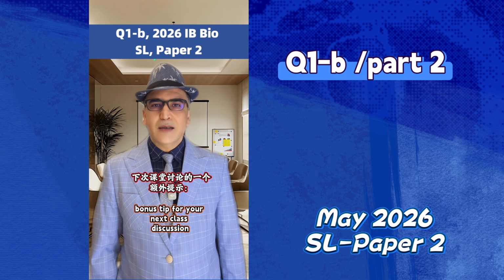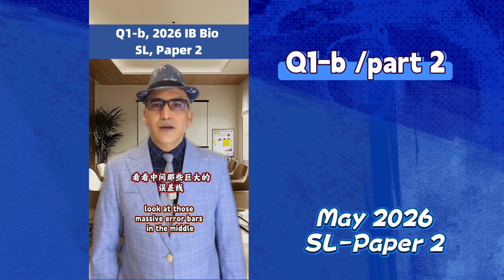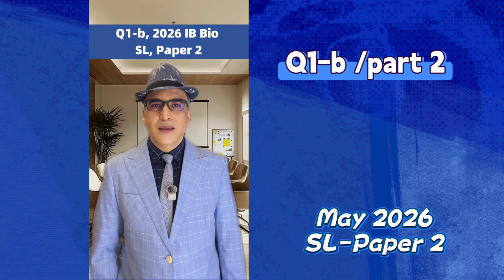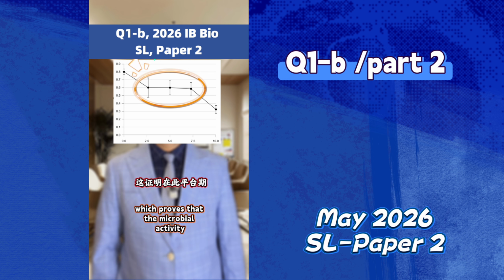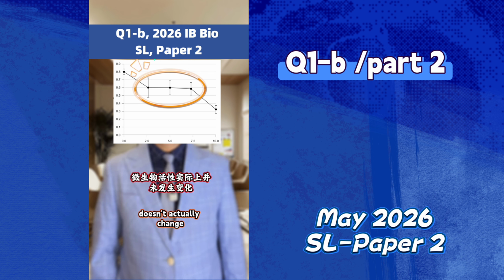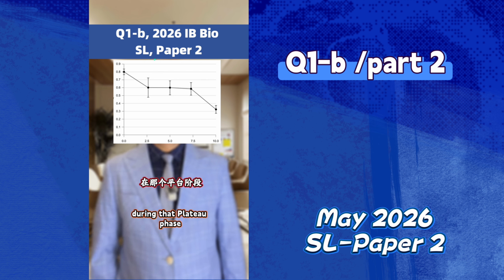Bonus tip for your next class discussion. Look at those massive error bars in the middle. They overlap significantly between 2.5 and 7.5, which proves that the microbial activity doesn't actually change during that plateau phase.